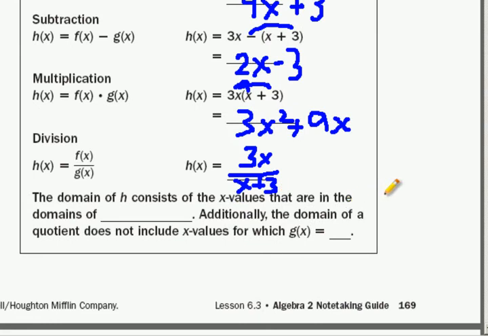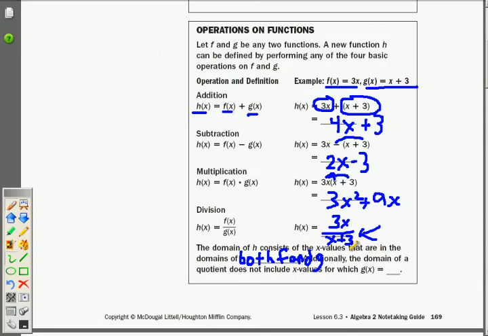The one thing you do need to know is that the domain of h consists of x values that are in the domains of f and g. The domains, meaning the x numbers, have to work in both f and g. The only time we end up with problems with domains is when we have something on the bottom. So if we look at this one right here, the domain of h, x cannot be -3 here because it cannot be on the bottom. So that is an immediate issue that you see.